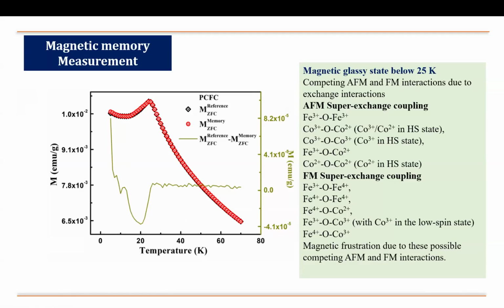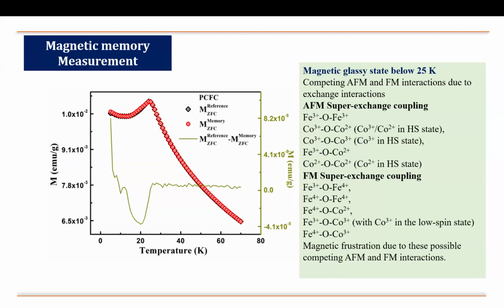Then again, the sample was cooled to 5 Kelvin in the absence of any magnetic field with an intermediate halt of duration 3 hours at 20 Kelvin, that is below the transition temperature. That is how we got the memory curve, which was also recorded during the subsequent warming cycle. When you take the difference of the reference and memory curves, there is a sharp memory dip present at that temperature. So this clearly confirms that the material undergoes cluster glass freezing at 25 Kelvin.